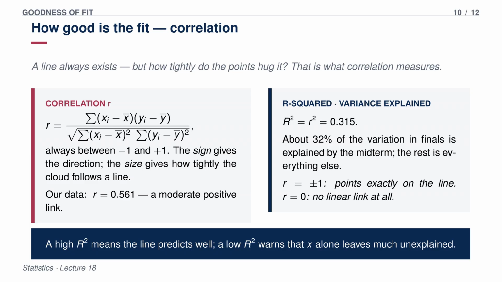And R squared is just R squared, 0.315. About 32% of the variation in finals is explained by the midterm score. The rest is everything else, study habits that changed, an off day, material that didn't carry over. At the extremes, R equals plus or minus 1 means the points sit exactly on the line. R equals 0 means no linear link at all. A high R squared says the line predicts well. A low one warns that x alone leaves a lot unexplained.